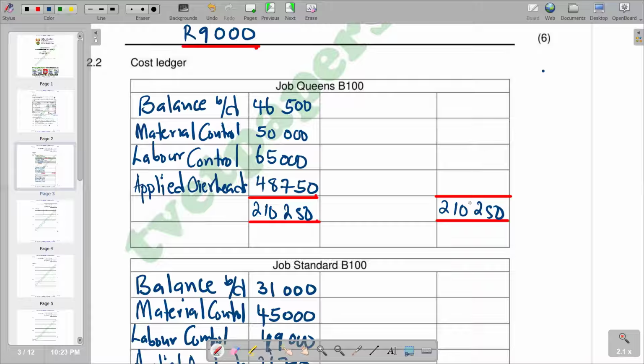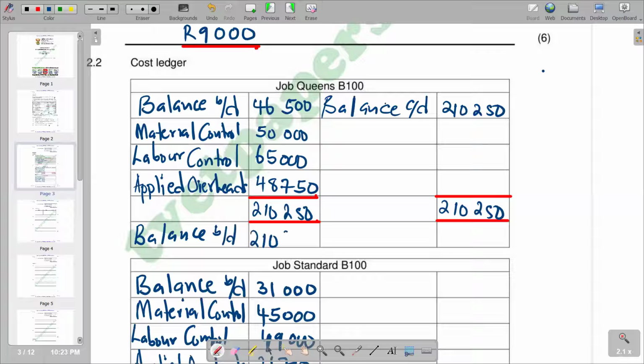The same amount will come as balance CD on the credit side, which is 210,250, which also becomes our balance BD, on the opposite side below the double lines. So this is what we have on that part.